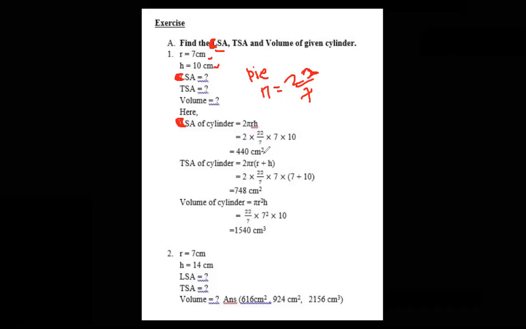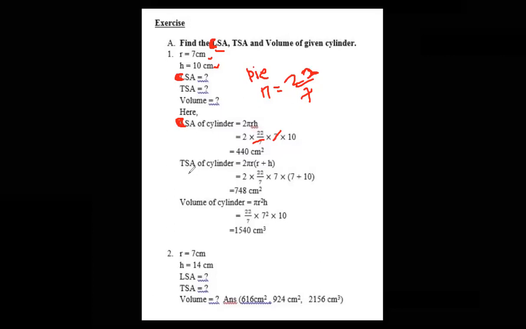My calculation may be wrong, so please do it yourself with the calculator. Yes, correct, sir. So 2 pi means 22 by 7, radius is 7, height is 10. So 7 and 7 will cancel, and 2 into 20 is 40, into 10 it is 440. We can do it this way, or otherwise use a calculator to get the answer, 440. Is it okay?